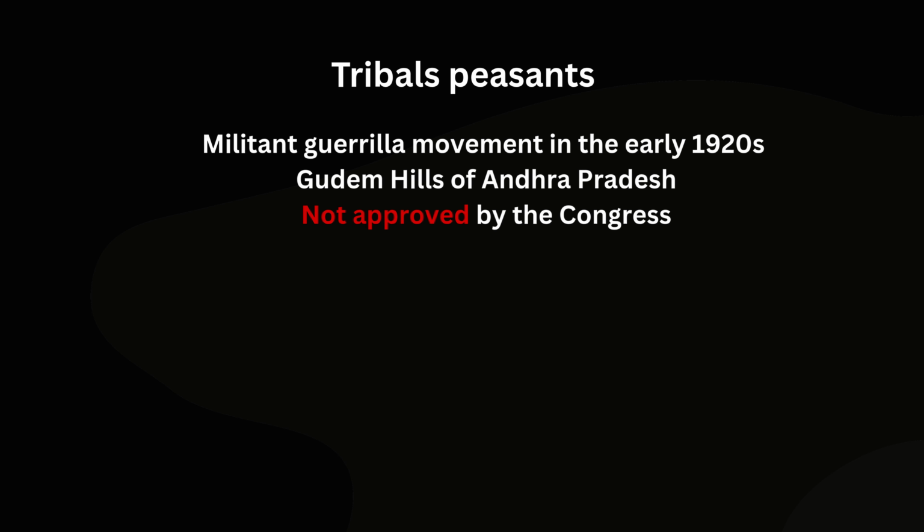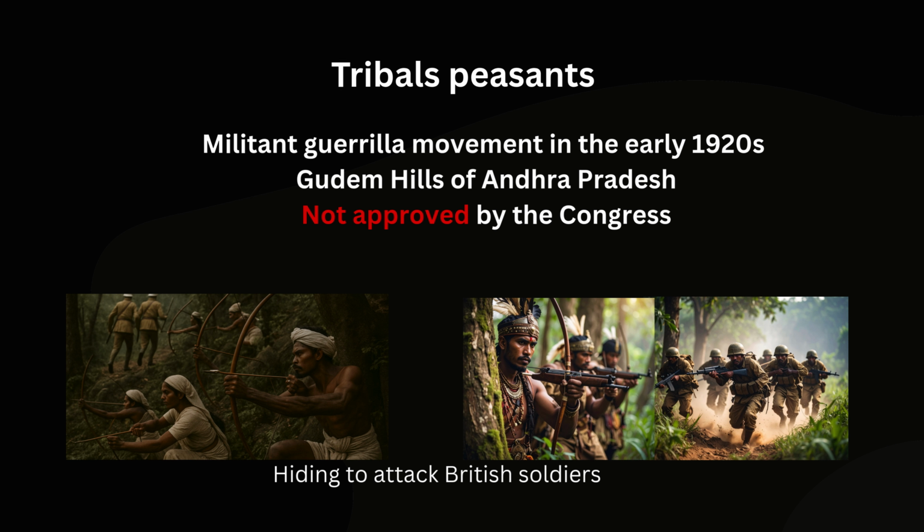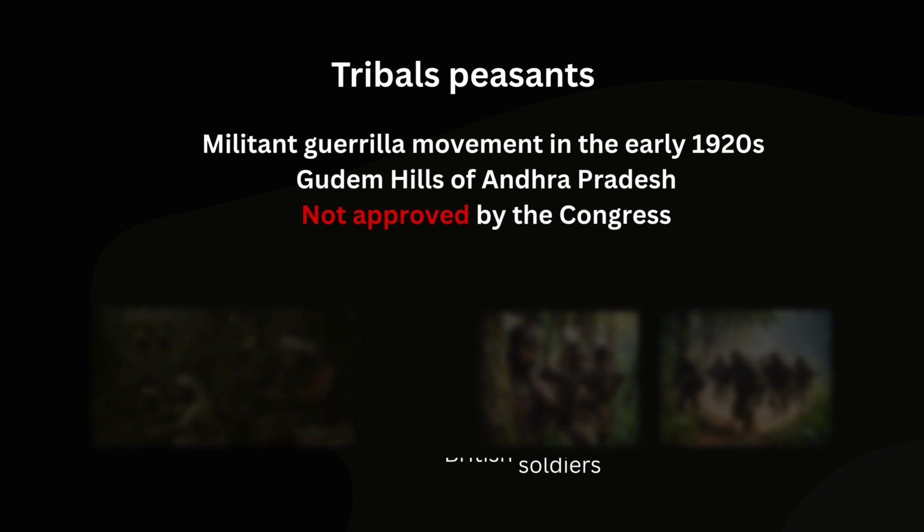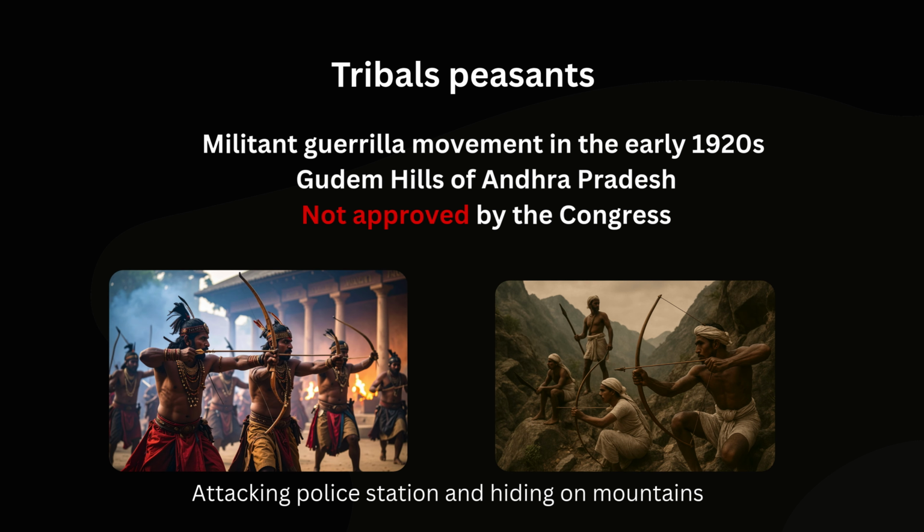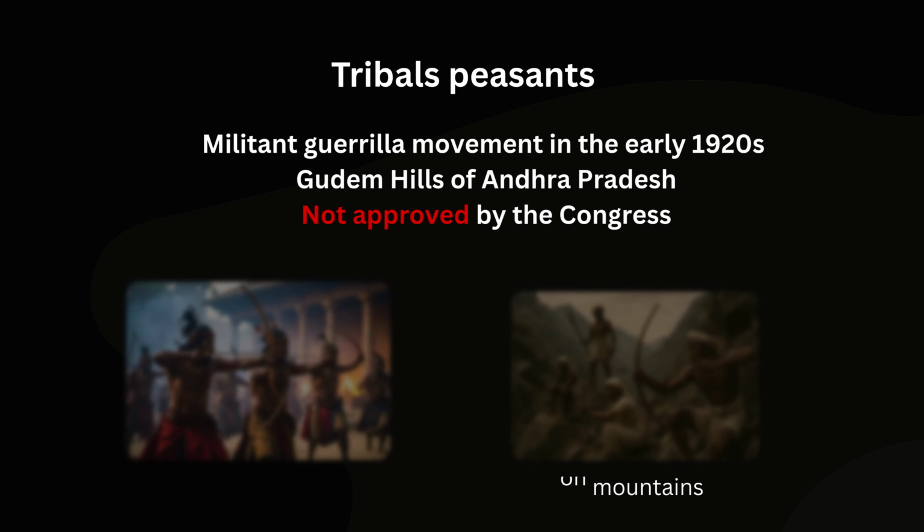Guerrilla warfare is a type of fighting where small groups of fighters use hit and run tactics instead of open battles. So they don't fight in large armies, instead they would hide in forests or mountains, attack suddenly and disappear quickly. They will target police stations, supply lines or enemy camps. Now it is often used when people are fighting against a stronger army like the British. Tribals especially were good at it because they knew the forests well and could hide and attack accordingly.